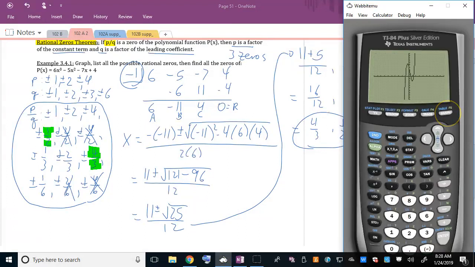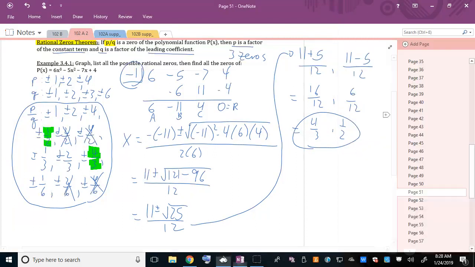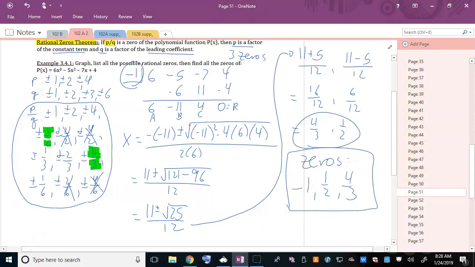If we check my graphing calculator, now again, fractions are a little bit hard to see, but it looks like approximately 1/2, and then 4/3 is about 1.3. So even if we can't see them exactly, we can still look at that and say, okay, those sound approximately correct. Now for your final answer, do just make sure to list all three of the zeros. So -1, 1/2, and 4/3. Those are my three zeros, and that is my answer.